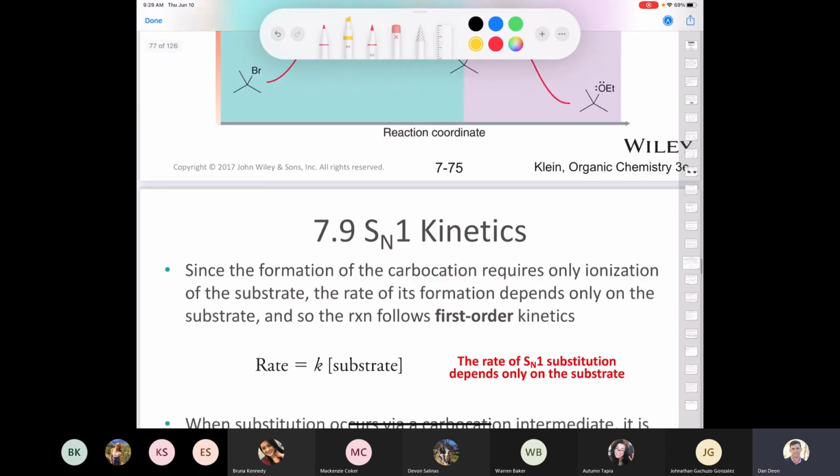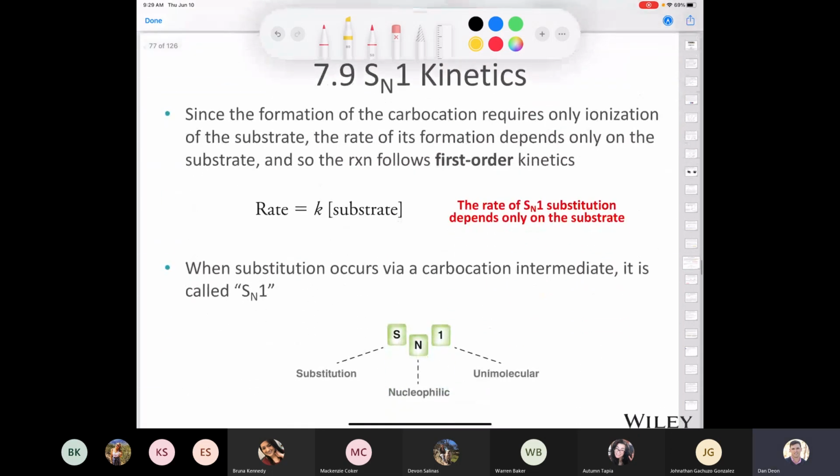Just going back to the kinetics, going back to the rate law. This is kind of rehashing a little bit of stuff that we already know, but bringing in some new things here. Since the reaction rate only depends on the formation of the carbocation, well, what does that depend on? It only depends on the substrate, nothing else, right? So that explains why the reaction is first order.